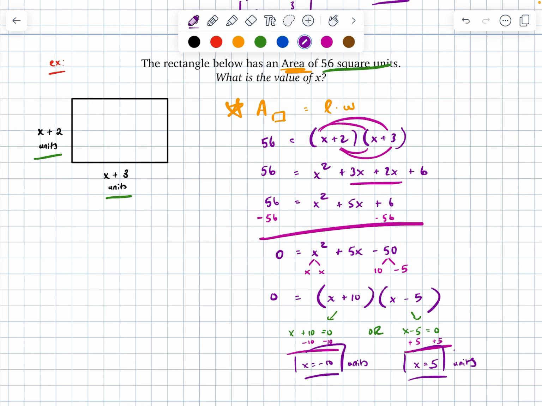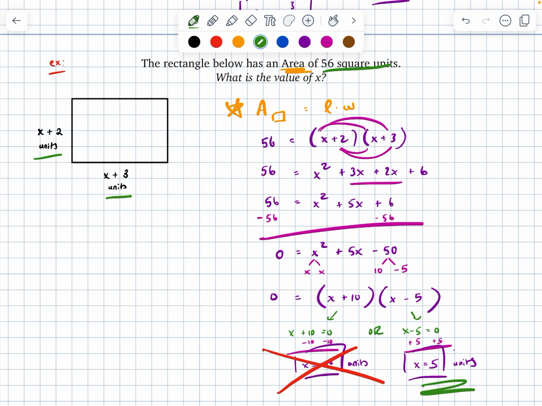But if I choose negative 10 and plug back in, that says the length and width of my rectangle are negative 8 and negative 7. But I can't have negative lengths. So in the context of this problem, negative 10 can't possibly be an answer. 5 is the only one of these that makes sense.